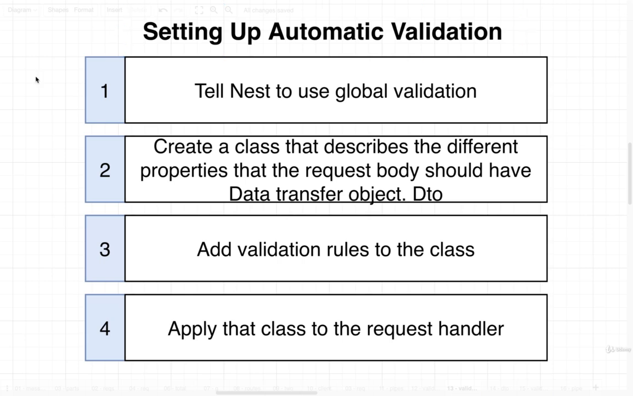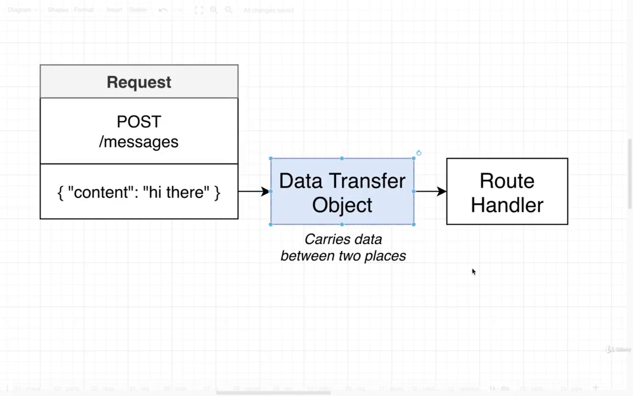Let's take a look at a couple diagrams and start to understand what's going on behind the scenes with steps 2, 3, and 4. So first off, data transfer objects, or DTOs. DTOs are not exclusive to Nest.js, so there are many other languages and frameworks out there that make use of DTOs, or data transfer objects, quite a bit.